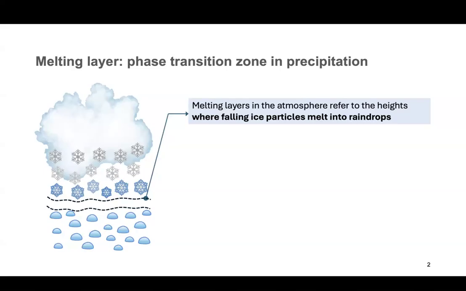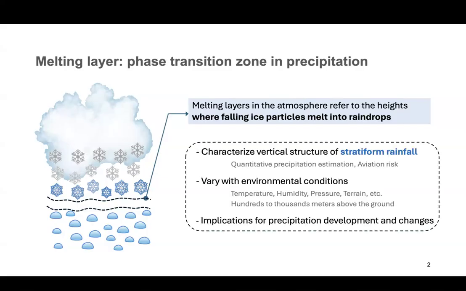So melting layers in the atmosphere refer to the heights where falling ice particles melt into raindrops. And they characterize the vertical structure of phase transition in the precipitation system, particularly stratiform rainfall. Melting layers are important for quantitative precipitation estimation and also for practical application in aviation risk management.